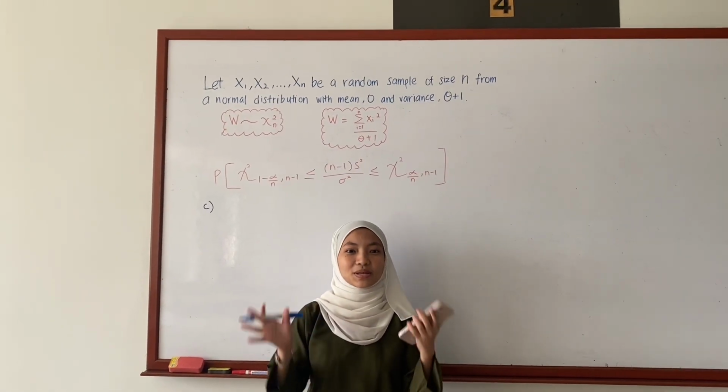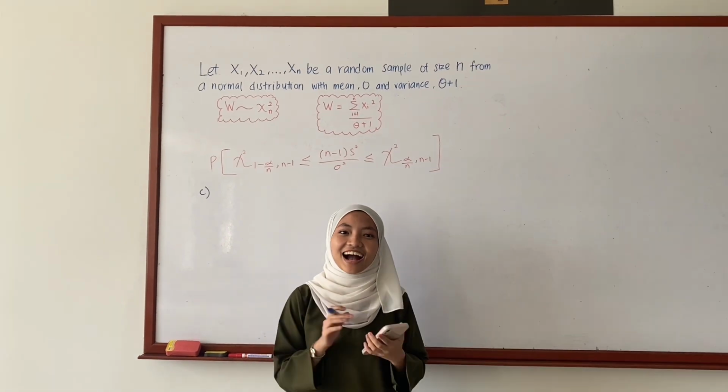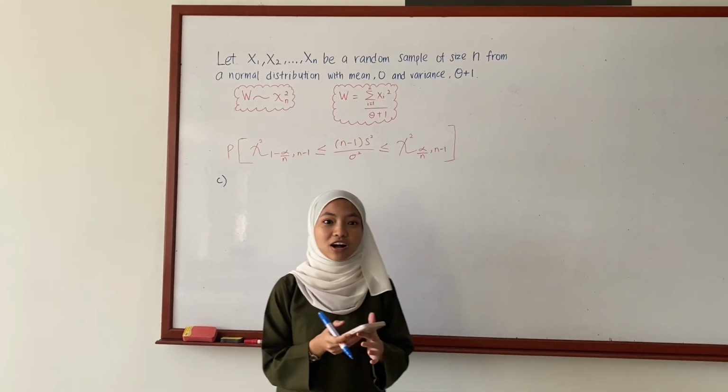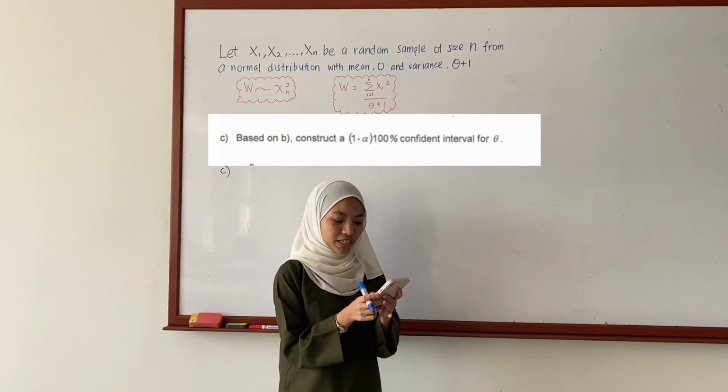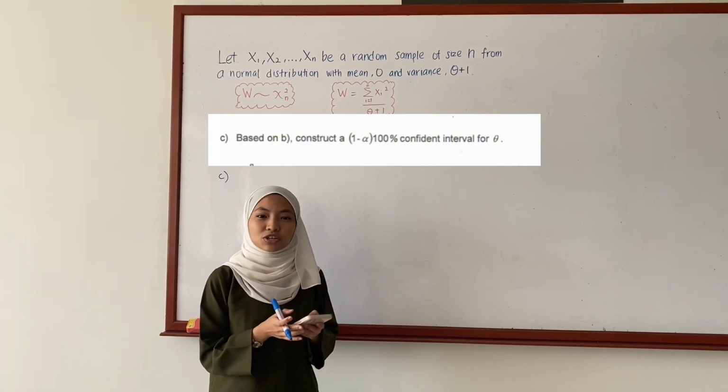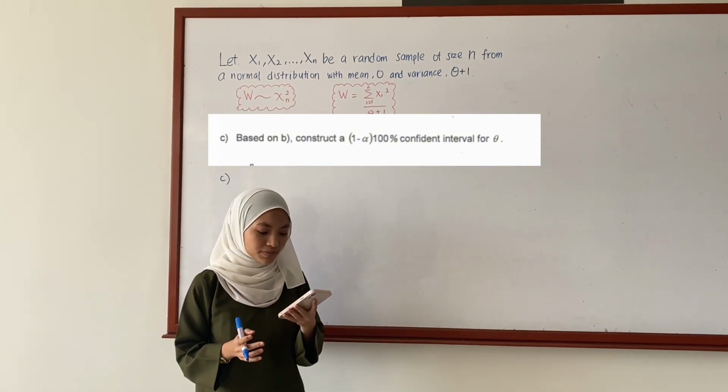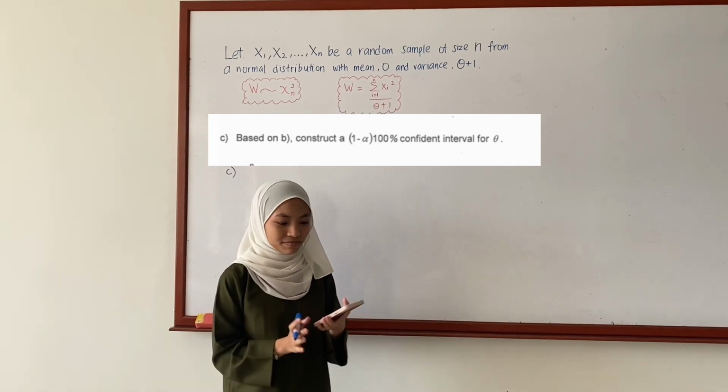Alright, hello students, back with me again. Are you guys still okay? I hope you're still with me. Moving on to question 3C, which is based on question B, construct a 1 minus alpha 100% confidence interval for theta.